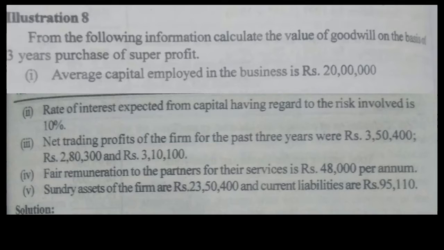Then net trading profit for the firm of the past 3 years is 3,54,400. Next year is 2,83,300. The next year is 3,10,100. Then fair remuneration of the partner of the firm for service is 40,000 per annum. Sundry assets of the firm is 23,50,400 and current liability is 95,110.